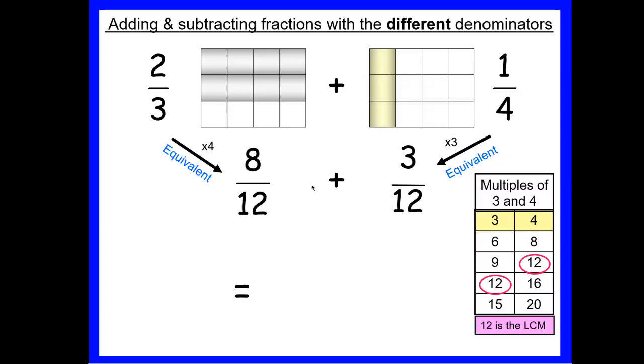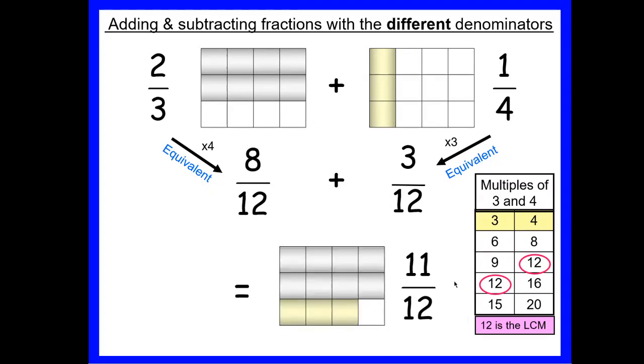Now we have two fractions that have the same denominator, so we can now add them. So we simply add the numerators. 8 plus 3 is 11, and we have 11 out of 12.